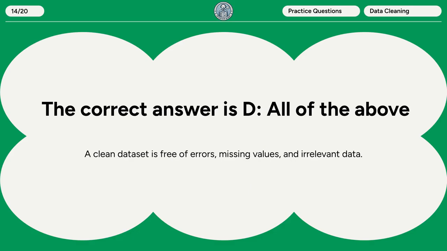The correct answer is D. All of the above. A clean dataset is free of errors, missing values, and irrelevant data.